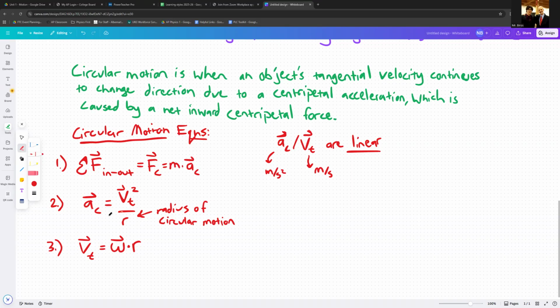So they go together pretty well because the connection between 1 and 2 is acceleration. The connection between 2 and 3 is tangential velocity. And r, they both have r in them as well for 2 and 3. So a lot of times you will see 2 or even 3 of these equations used for the same particular problem. So we'll be doing that a fair amount.